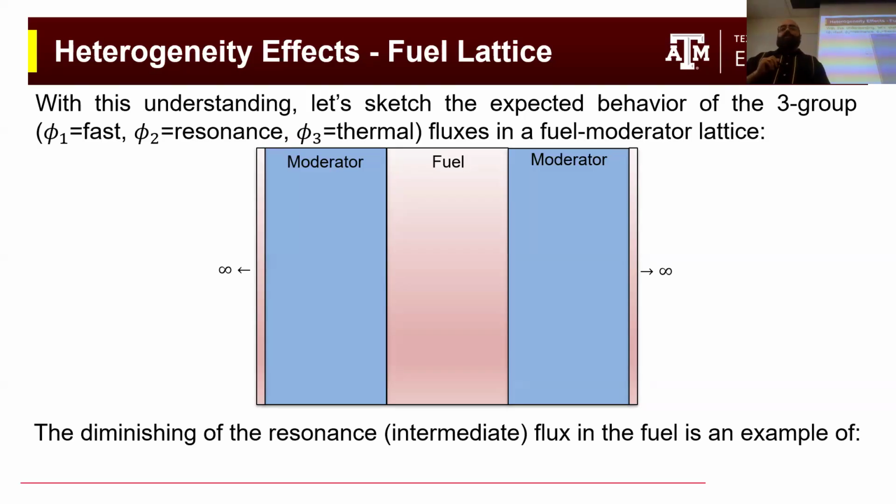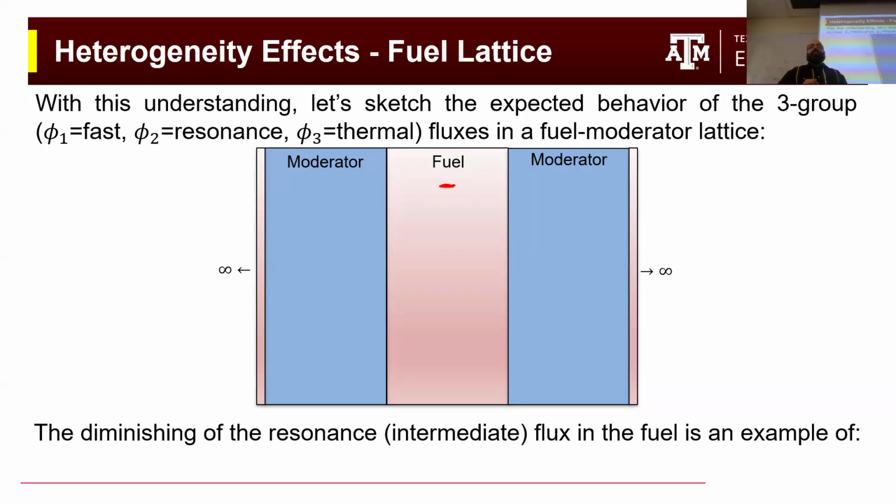And let's ask the question: the fast flux is my flux of neutrons who are in the fast energy group. Where are my fast neutrons going to be born? They're born in the fuel, right? So it stands to reason that if I were to draw the graph of my fast flux, where should it have a maximum? In the center of the fuel, right? So it's going to have some maximum in the center.